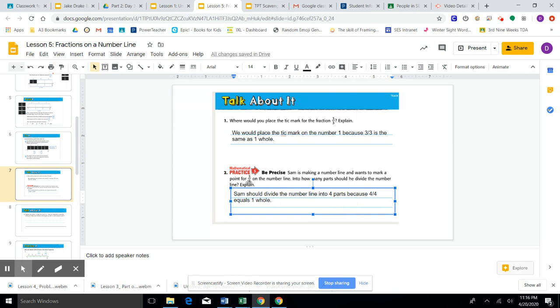Okay, and the denominator also tells you how many parts. The denominator tells how many parts the number line should be broken into.